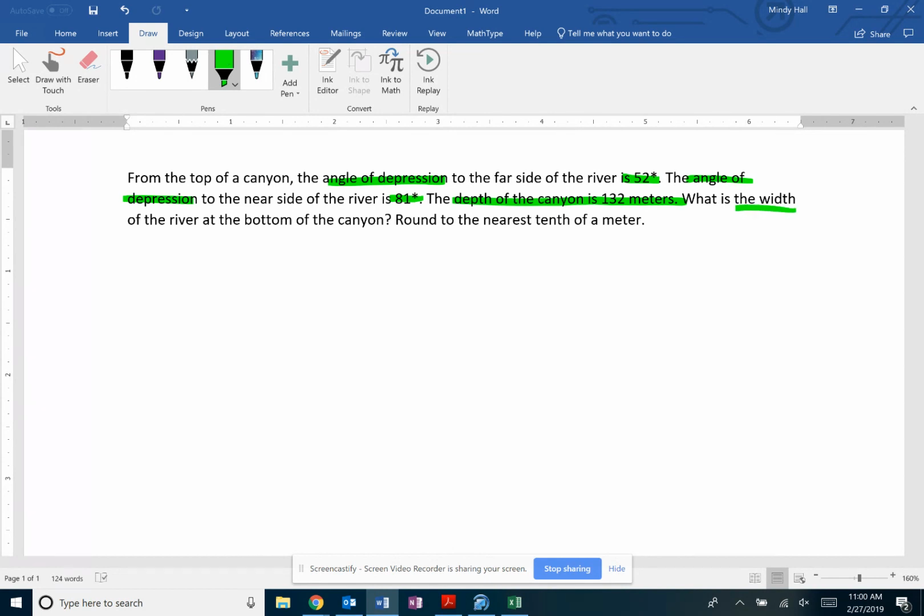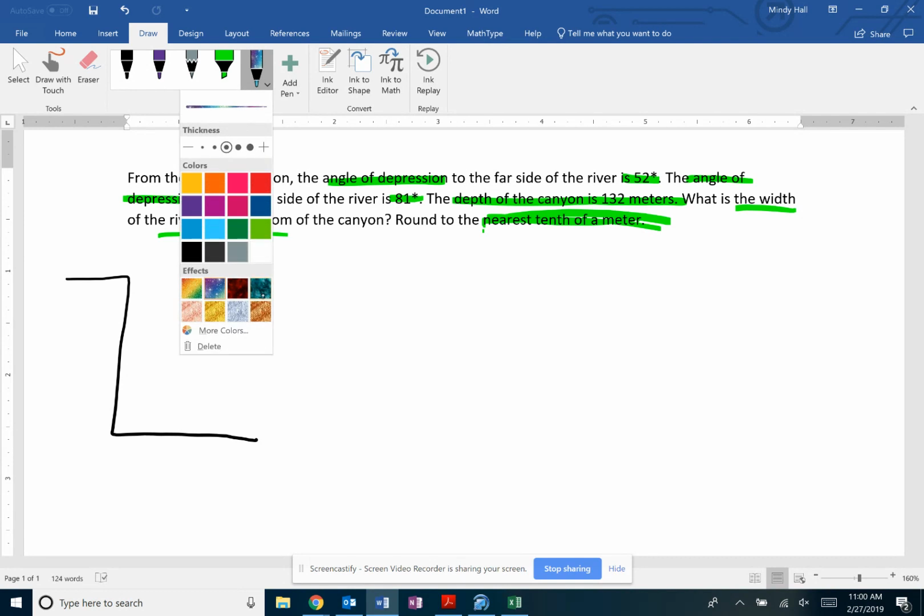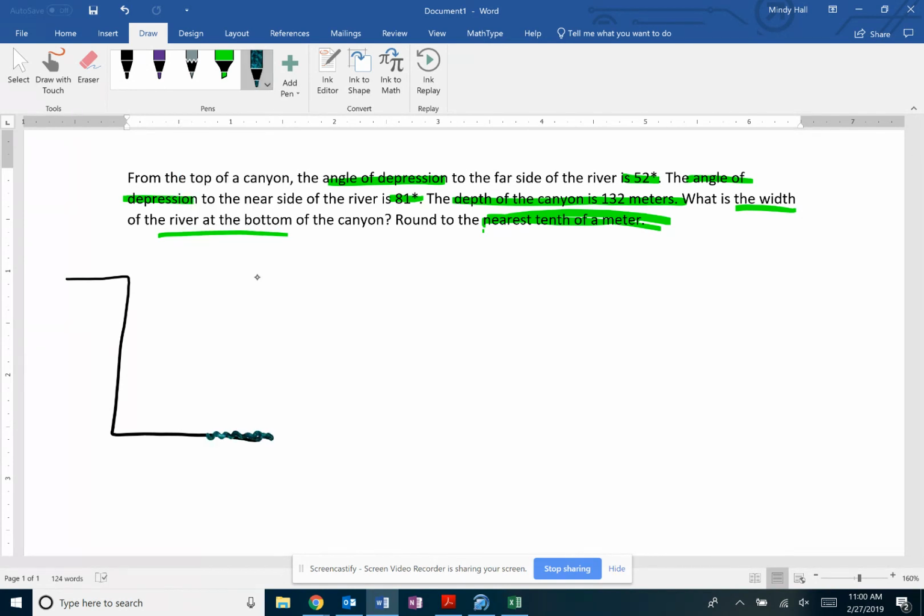We want to find the width of the river at the bottom of the canyon, rounding to the nearest tenth of a meter. So first, in order to draw this, we know we have a canyon. And we know we have a little river at the bottom. So let's add some water. Okay, there's my river.